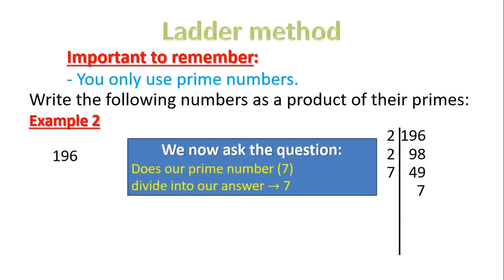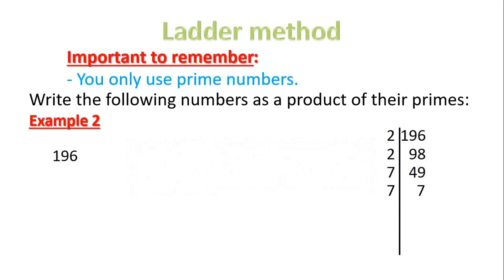Now, does our prime number 7 divide into our answer of 7? Yes, it does. And so we write a 7 next to our 7, and 7 divided by 7 will give us 1. And now we've completed our working out. Let's write it down neatly. So back to the left hand side.